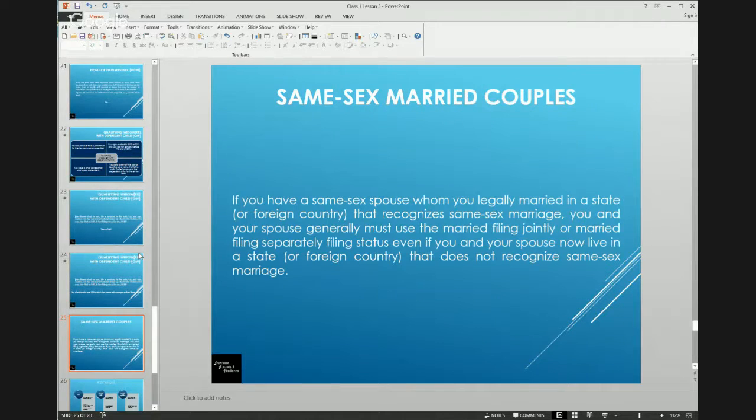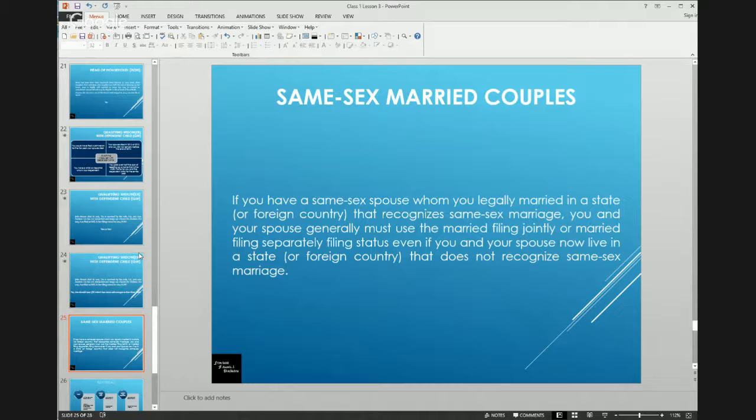This is dealing with same-sex married couples. If you have a same-sex spouse whom you legally married in a state that recognized same-sex marriage, you and your spouse generally must use the married filing jointly or married filing separately filing status, even if you and your spouse now live in a state that does not recognize same-sex marriages.